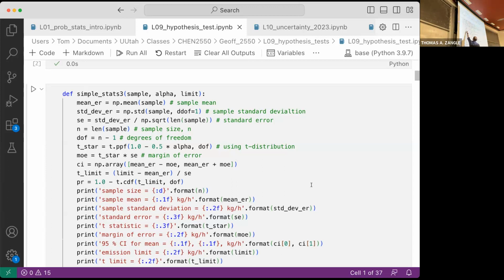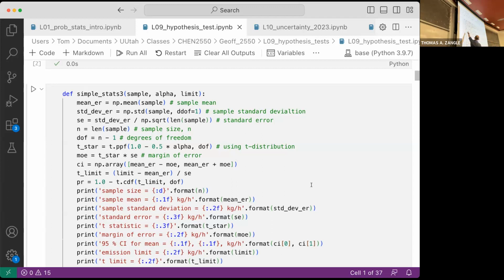For the t-distribution, we said that the t-distribution is parameterized by the number of degrees of freedom. So basically, the more measurements that we make, the narrower the t-distribution gets, and the closer it becomes to the normal distribution. And the degrees of freedom for the t-distribution, just as a reminder, is n, the number of measurements, minus 1. So in this case, degrees of freedom, n minus 1, is 2.